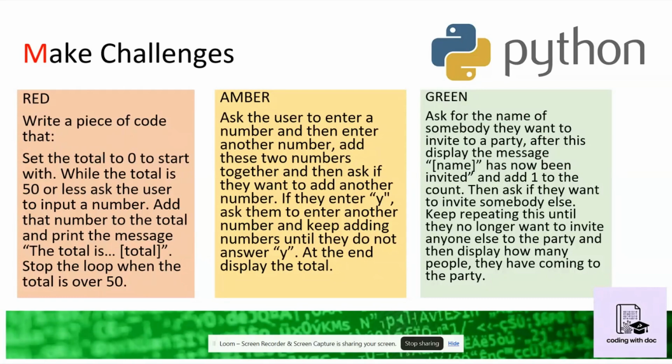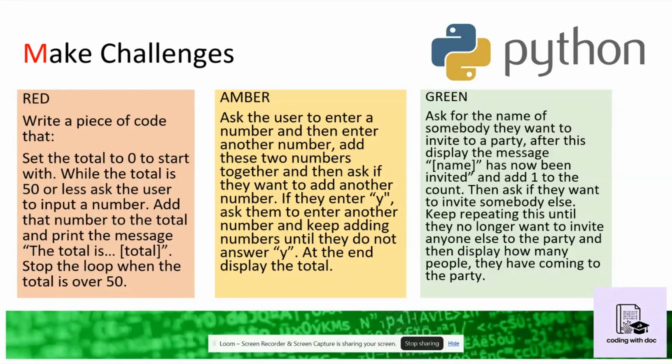The amber one is to ask them for a number and then ask them for another number and then get the program to add those two numbers together. And then ask them if they want to enter another number, and if they put in a Y, a yes, it keeps asking them for another number, and another, until they choose to say no, and then at that point, you tell them the total. So the test's not, is it over 50? The test is, have they stopped saying yes? And as soon as they've stopped saying yes, then it gives you the total.